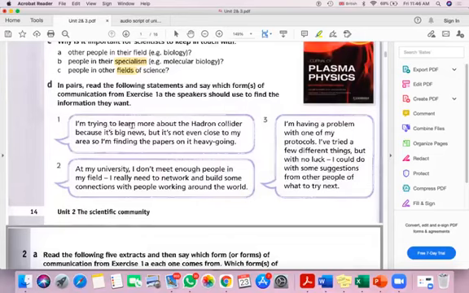I'm trying to learn more about the Hadron Collider because it's big news, but it's not even close to my area, right? It's not close to my field. So I am finding the papers on it heavy going. What is the meaning of heavy going? Heavy going means difficult. Heavy going means difficult to read.